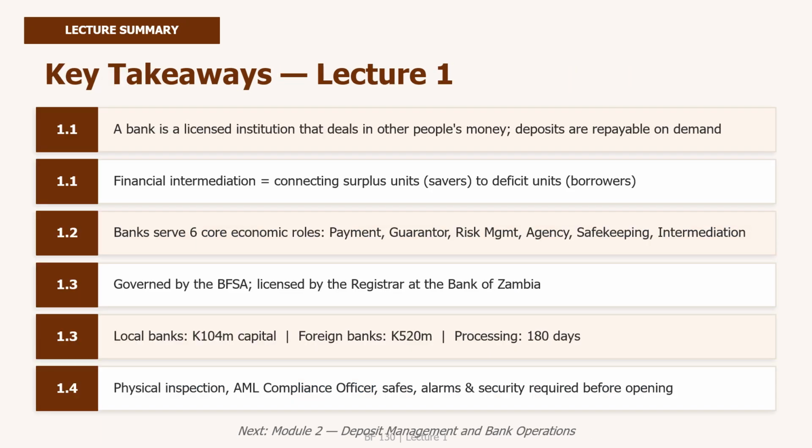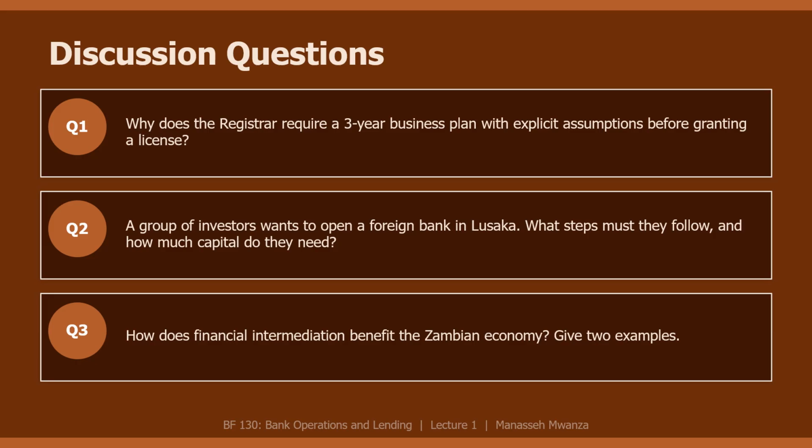Okay, let's finish it up. Due to time, what are the key takeaways? Please notice that these are the key takeaways. You can have your own time to look at them. And then finally, I would like us, in our own time, or if we can come up with groups, let us see if we can discuss some of these questions, right? Why does the registrar require a 3 year business plan with explicit assumptions before granting a license? So that you can discuss and then improve on that.